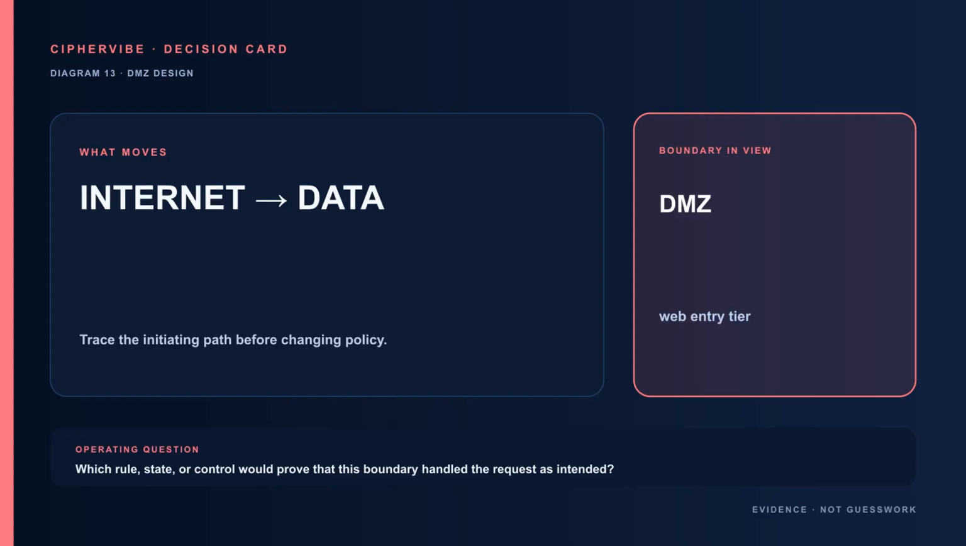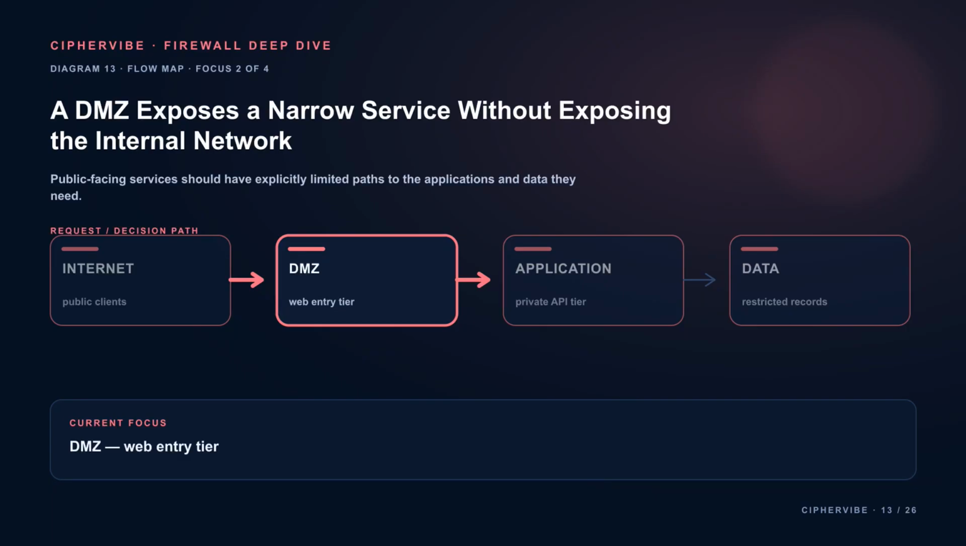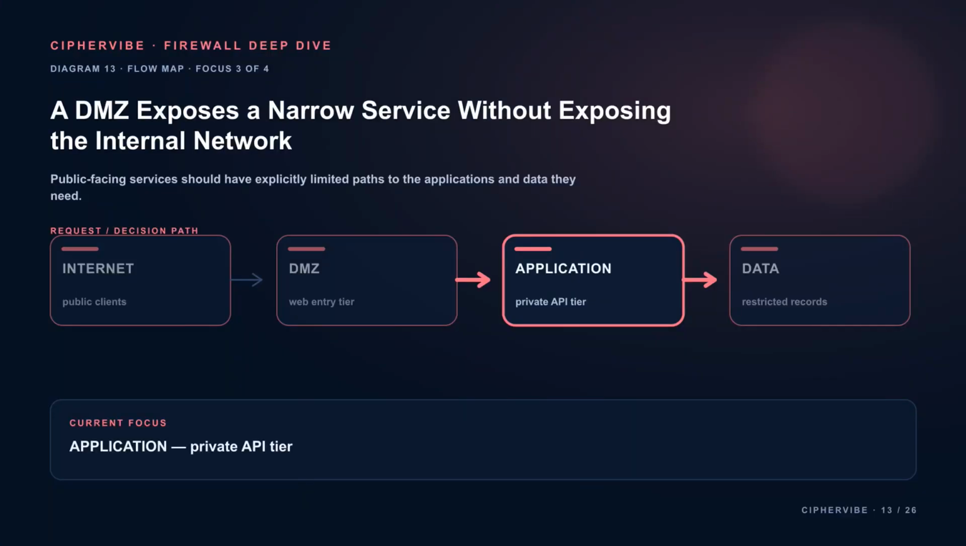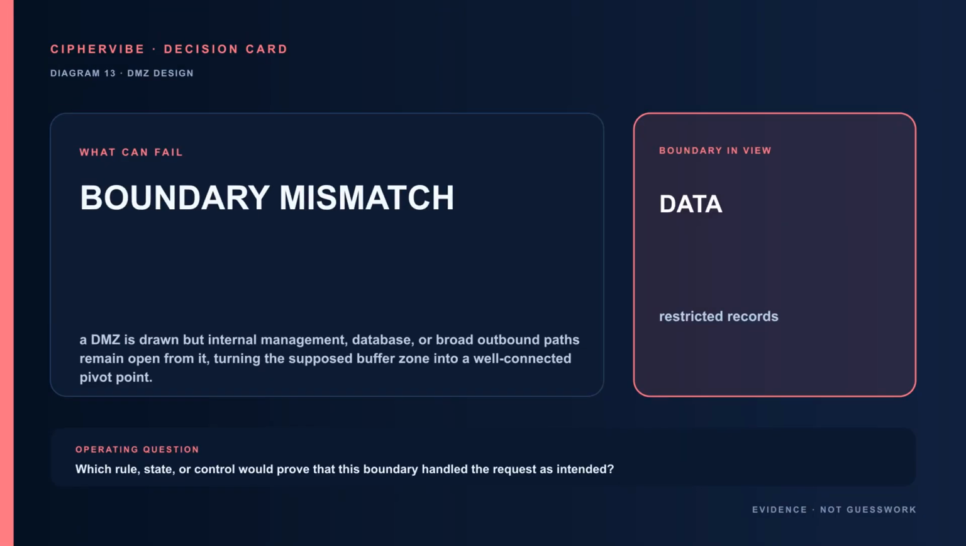A demilitarized zone, or DMZ, is a physical or logical segment used for systems that must accept traffic from less trusted networks. It is not a magic safe zone. Its purpose is to reduce the direct path from an untrusted source to internal resources. A public web entry service may belong in a DMZ, while business logic remains in an application zone and payment records remain in a data zone. The firewall policies between these zones should be narrow and directional. The DMZ should not become a convenient landing place for every server that is hard to classify.